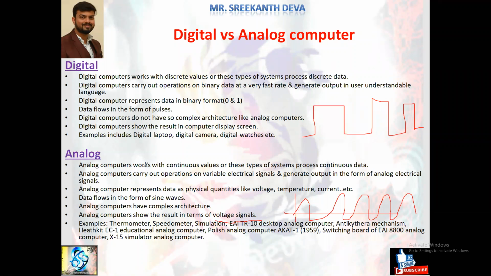Various examples of digital computers include digital laptops, digital cameras, digital watches. We also discussed various sizes, like micro, mini, personal computers, programmable computers. These are all examples of digital computers. Examples of analog computers are thermometers, speedometers, simulations, and real-time examples like EAI TR10, which is a desktop analog computer, educational analog computers, Polish analog computers, switching boards, and simulators. These are all various examples of analog computers.